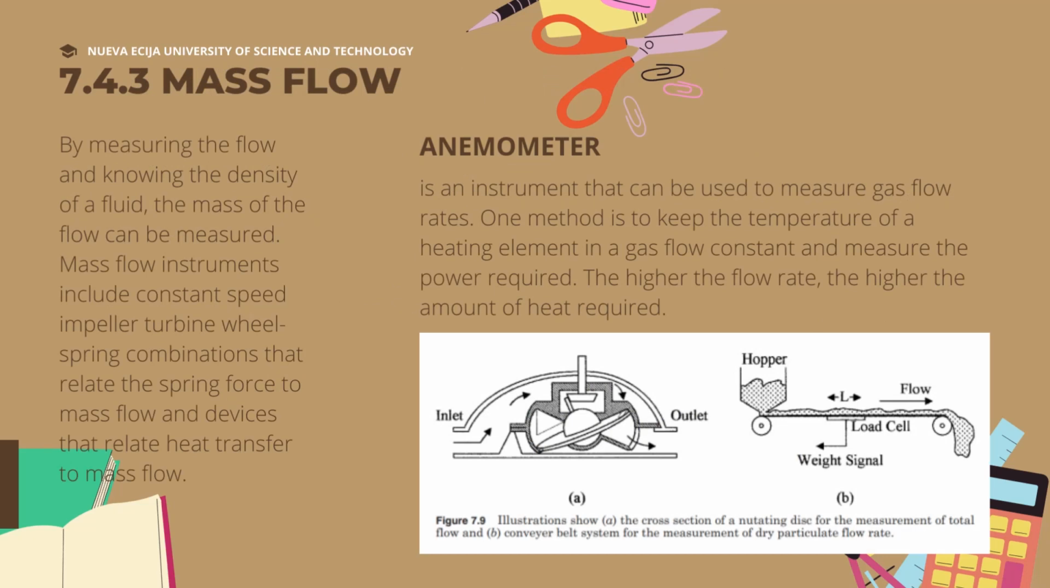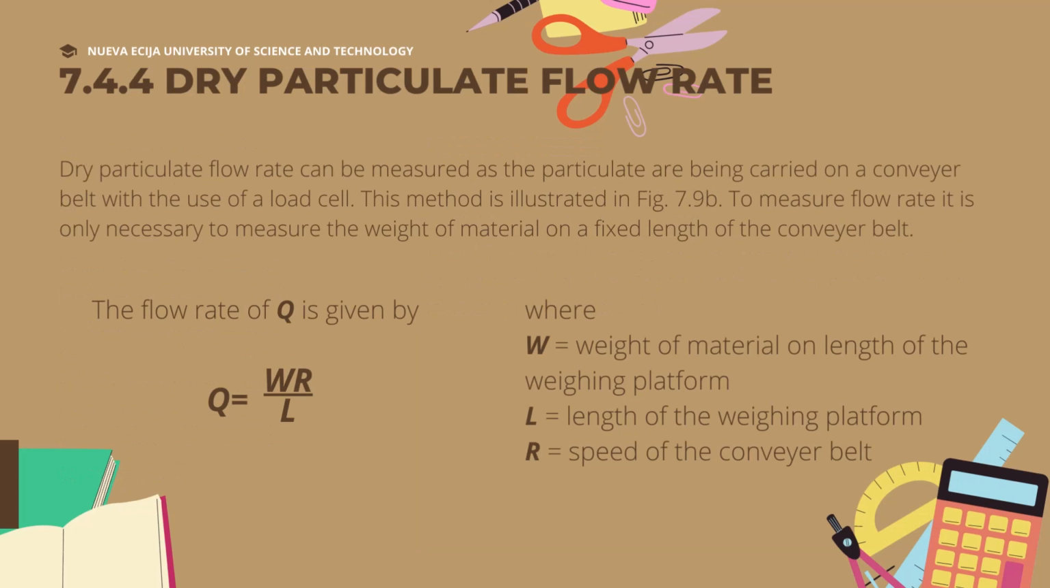Ay yung belt, yung line na yarn. Tapos, ito yung parang wheel or bearing or gear para mag-move yung belt. Tapos, ayun yung fluid tumatapon. So, to measure flow rate, it is only necessary to measure the weight of material on a fixed length of the conveyor belt. So, ito yung formula nga na sinasabi ko kanina.